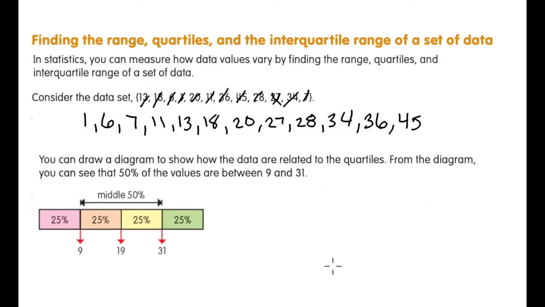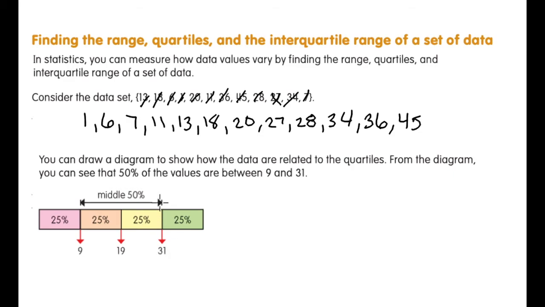Our quartiles break the data into 25% chunks, so that it breaks the data into fourths. Our lower quartile was 9, our quartile 2, or our median, was 19, and 31 was our upper quartile. So we can now look at the data based off of percentages, and we could say the middle 50% of data is between 9 and 31. So we could say that 50% of the data is between 9 and 31.